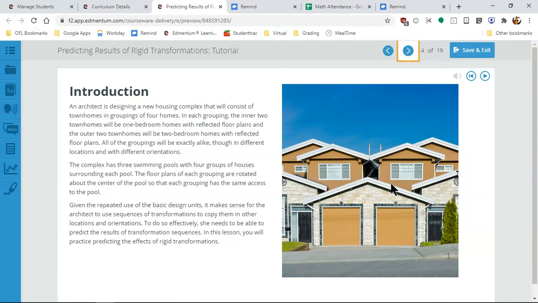So an introduction of this is kind of like moving an idea or copying something. So if you have a house, how do you reflect the image so it looks the same? That's how it's used in architecture.